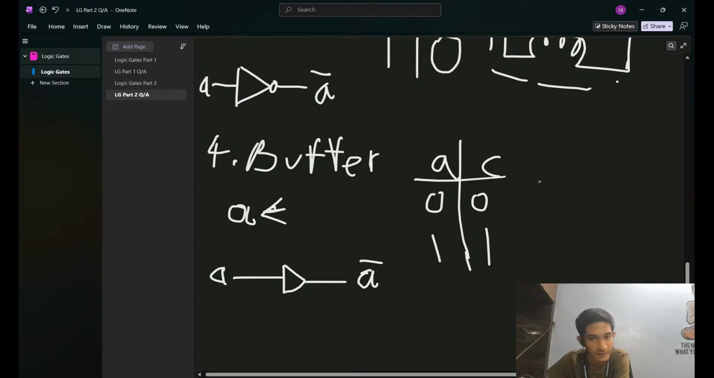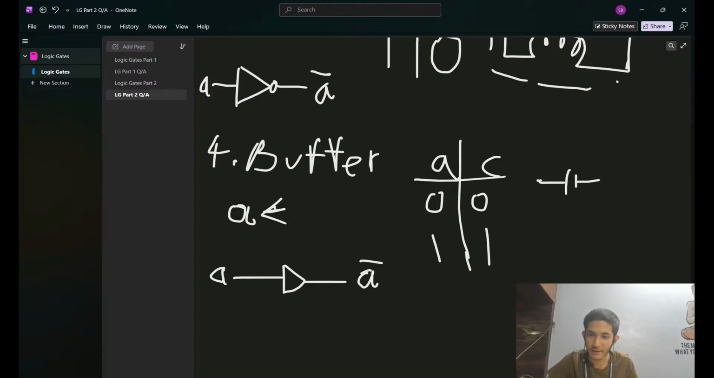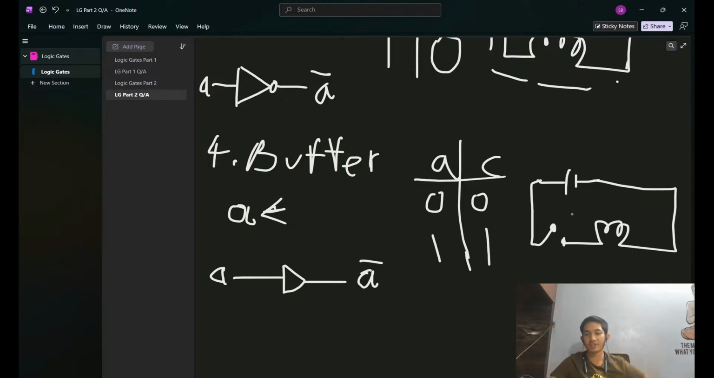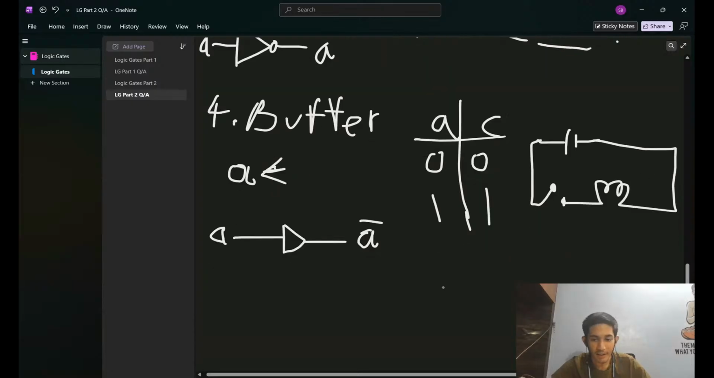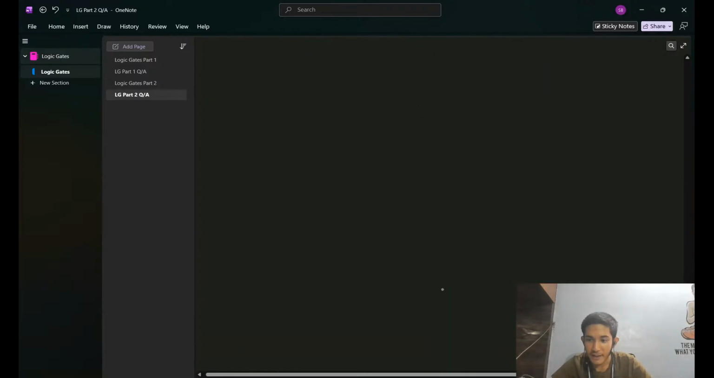Now for the circuit diagram, it's a very simple homemade circuit. Okay, you just have a switch here and you have the bulb here. So if the switch is off, then no current passes through, so the bulb is off. If the switch is on, current passes through, bulb is on. Very simple.